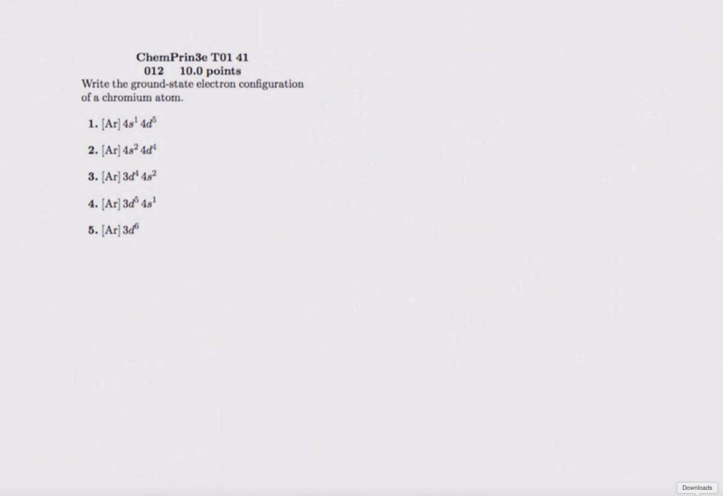What is the ground state electron configuration of a chromium atom? Chromium is atomic number 24, so it needs 24 electrons. These are all written in the noble gas notation with argon as the noble gas. Argon is element number 18, which means we need another 6 electrons to come after that.